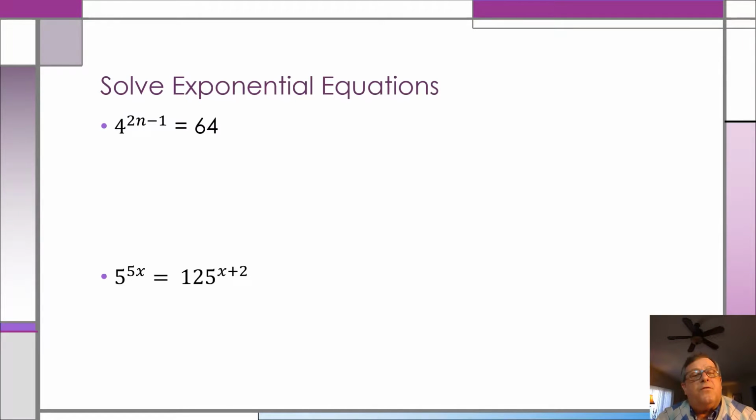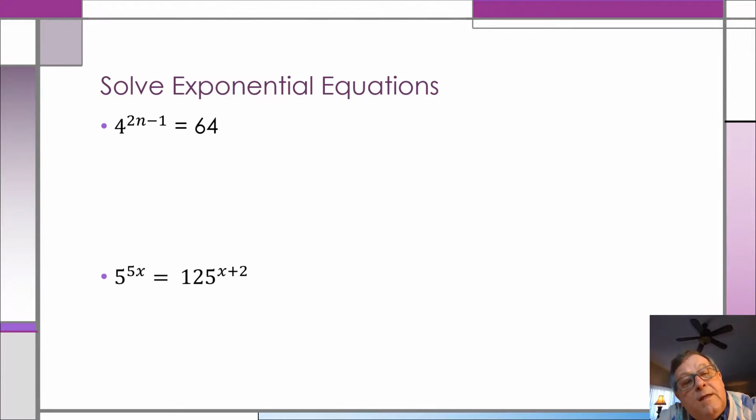So let's work through this first example where we got 4 raised to the power of 2n minus 1. And obviously we're going to be trying to solve for n. What does n equal? And then we got 64. Now I want to think about getting this 64 to a base 4. And if I do that, then I can cancel the bases and solve for the missing variable. Well, let's see. 4 times 4 times 4. 4 times 4 is 16. 16 times 4 is 64.